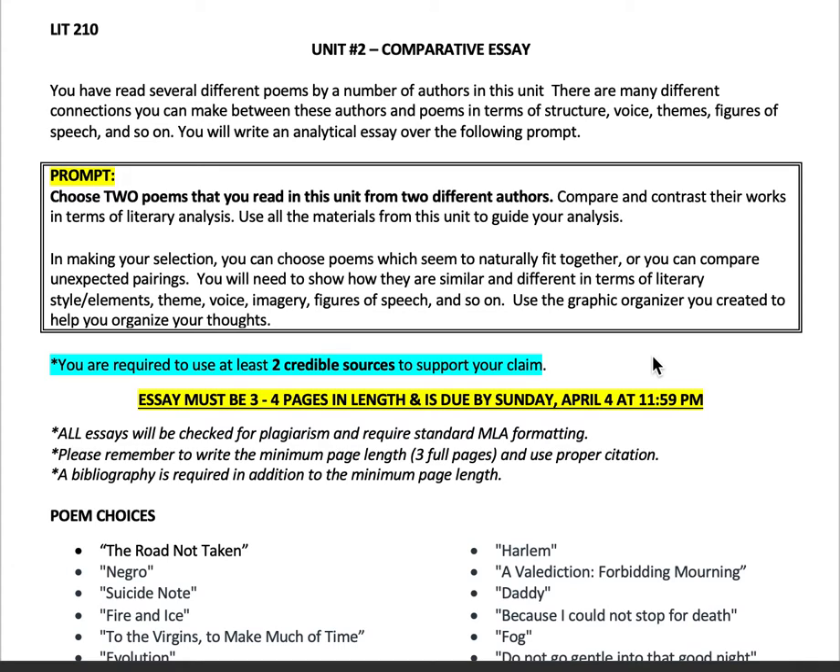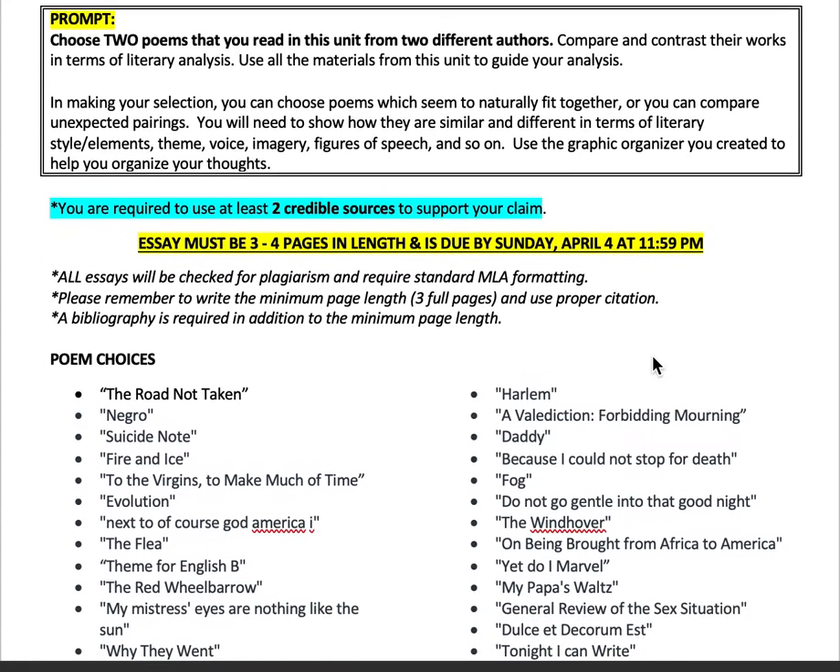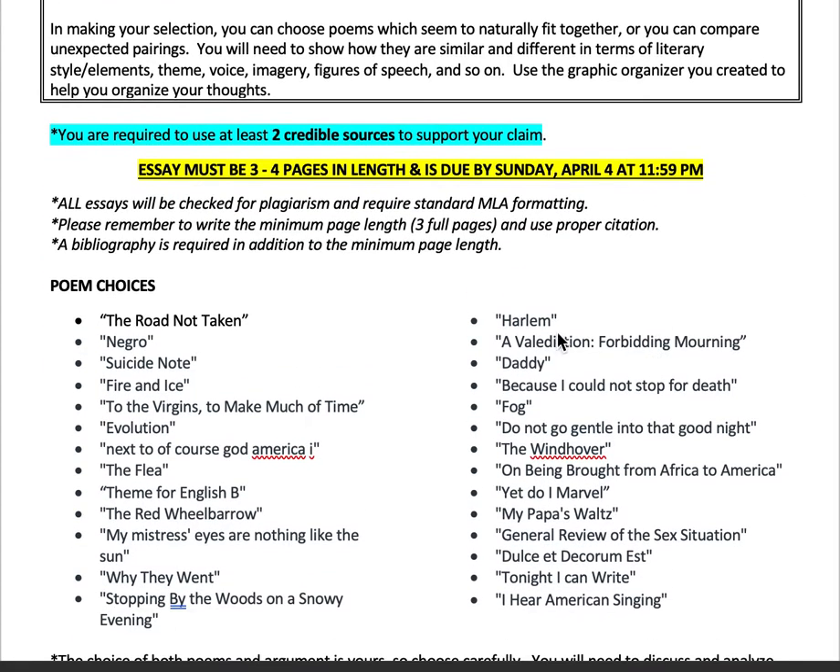When you choose these two poems, you could choose poems that seem to naturally go together, or you can choose poems that maybe are unexpected pairings. Choice is up to you. You just need to show how they're similar and different in terms of these literary elements, so things like theme, voice, figures of speech, so on. Use the graphic organizer that you guys created to help you organize your thoughts.